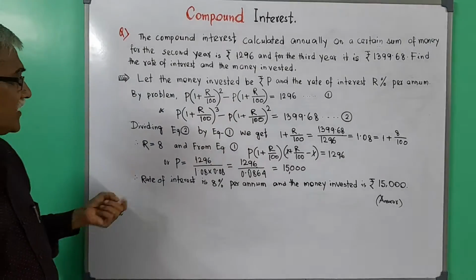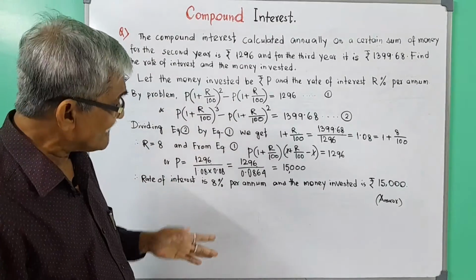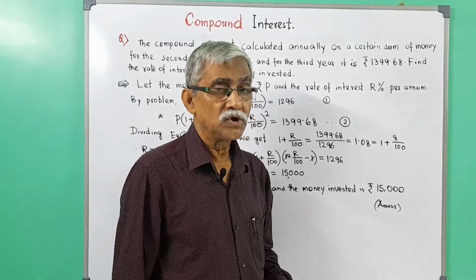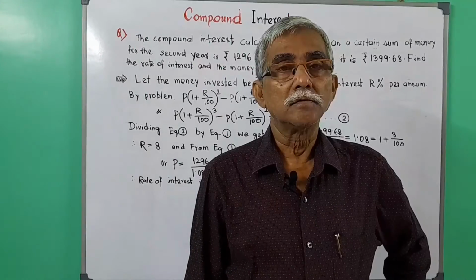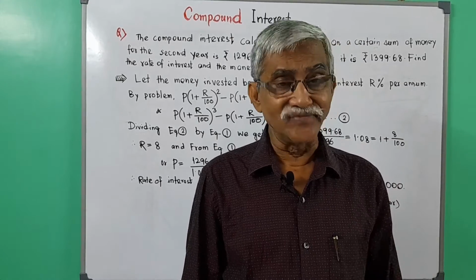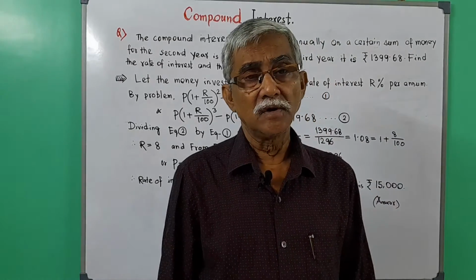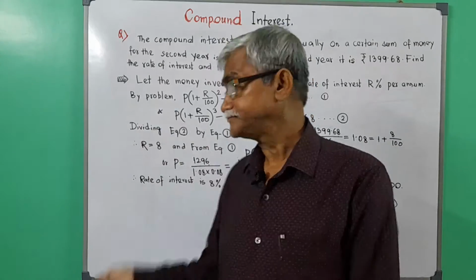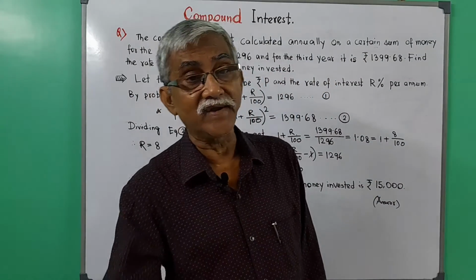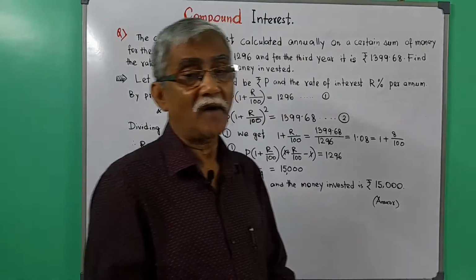So finally, what is the answer? The rate of interest is 8% per annum, and the money invested is rupees 15,000. Now dear friends, let me not lengthen this video session any further. I will be continuing these problems on compound interest in my next video session with some more elaborated examples.